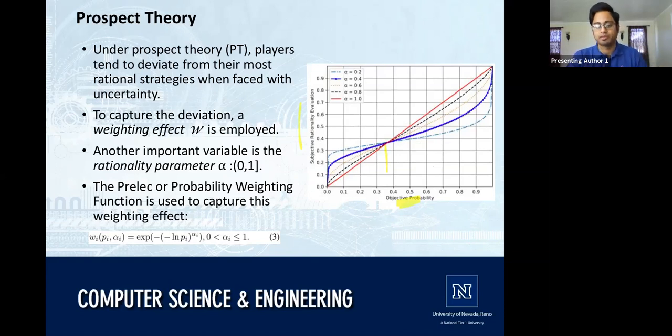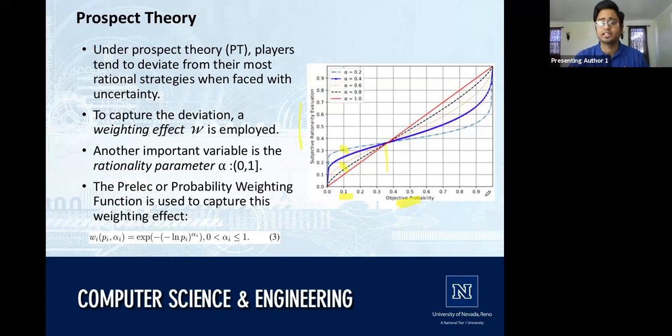So case in point, let's say we have an event that has a low probability of happening, say, knock on wood, hope it doesn't happen, but tomorrow a big meteor is going to hit the Earth. Now, objectively speaking, say it has a low probability of happening, say a probability of 0.1. A much more irrational player, say with alpha of 0.2, will give it more subjective weight than that of 0.8, which is more rational.